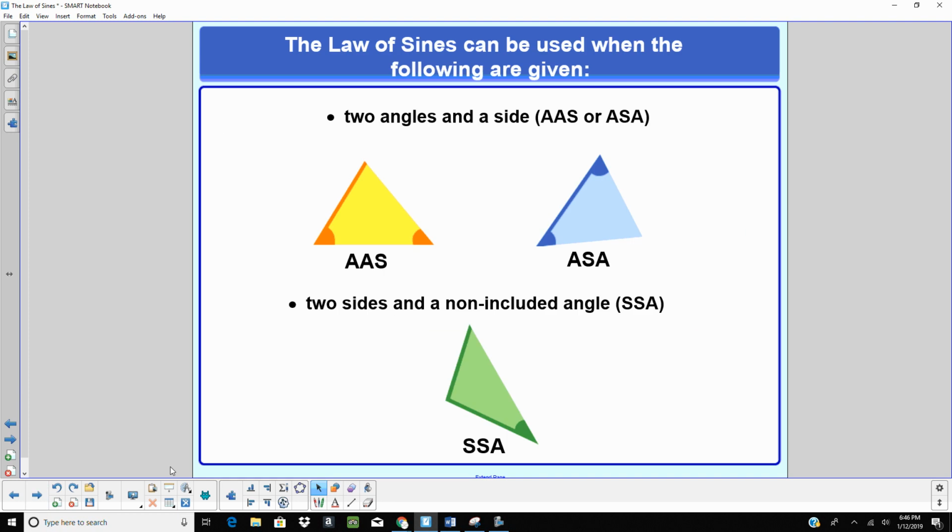Well, I know another thing you're probably asking yourselves is, gosh, when can I use the law of sines? Well, you can use it when you know 2 sides, 2 angles and a side, or 2 sides and a non-included angle. I don't want to ruin the surprise for you, but if you know 2 sides and an included angle, we're going to use the law of cosines. Something to look forward to next class period.